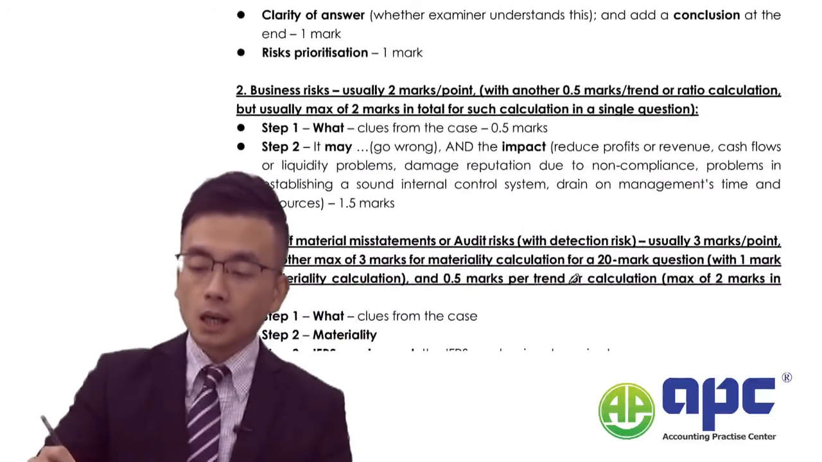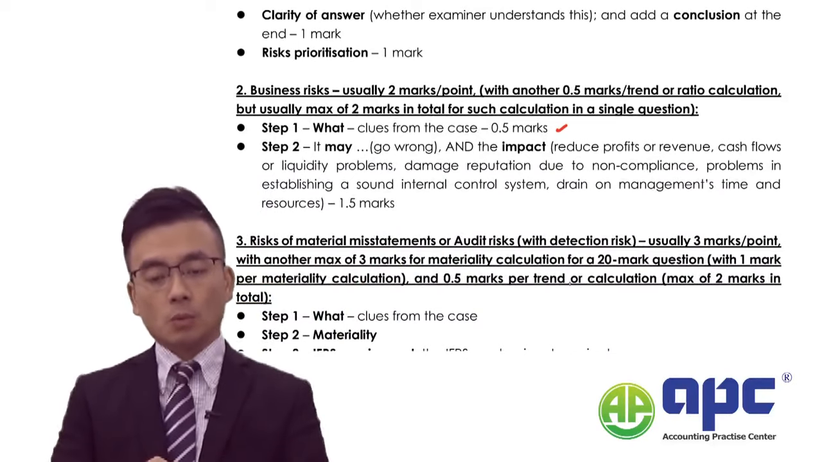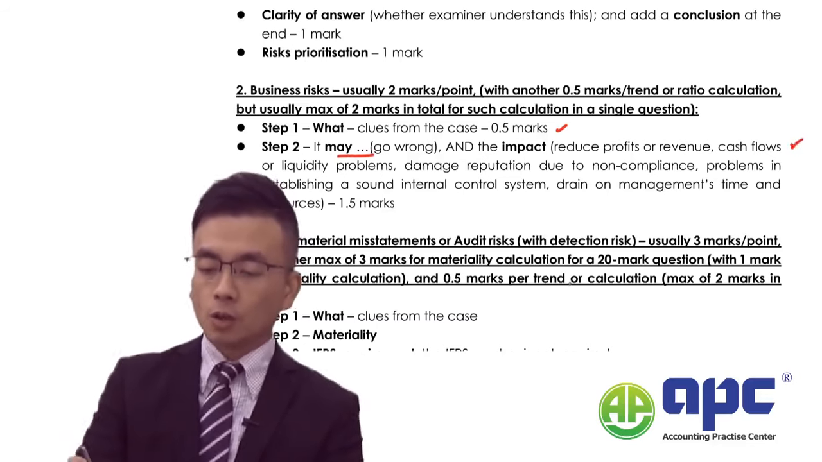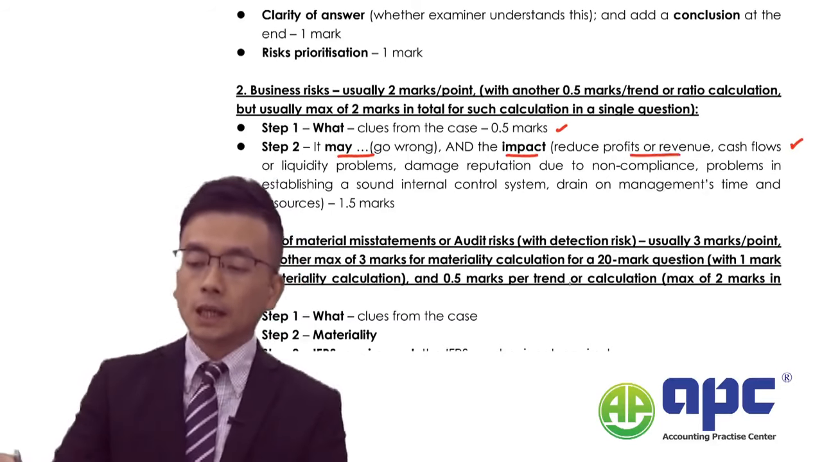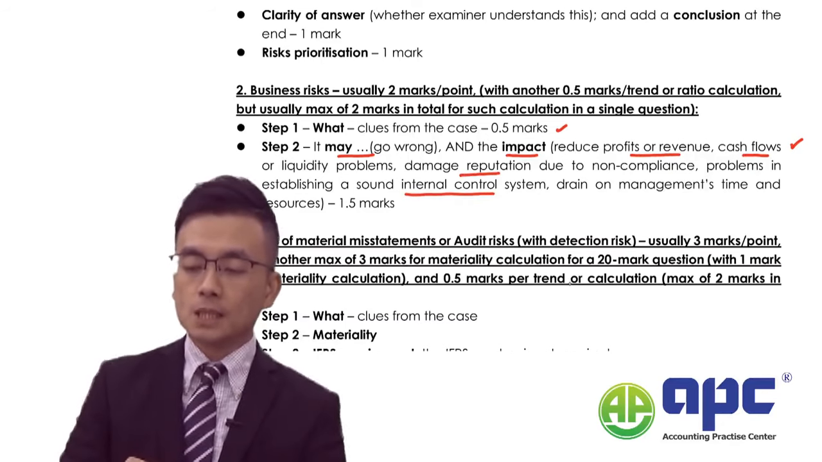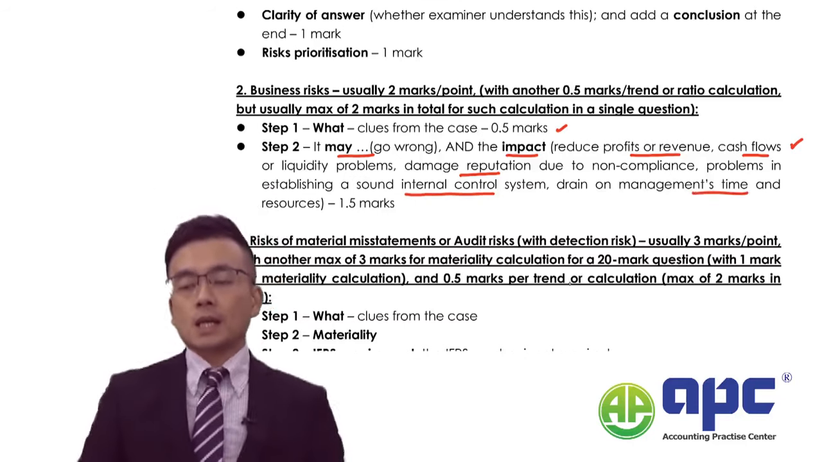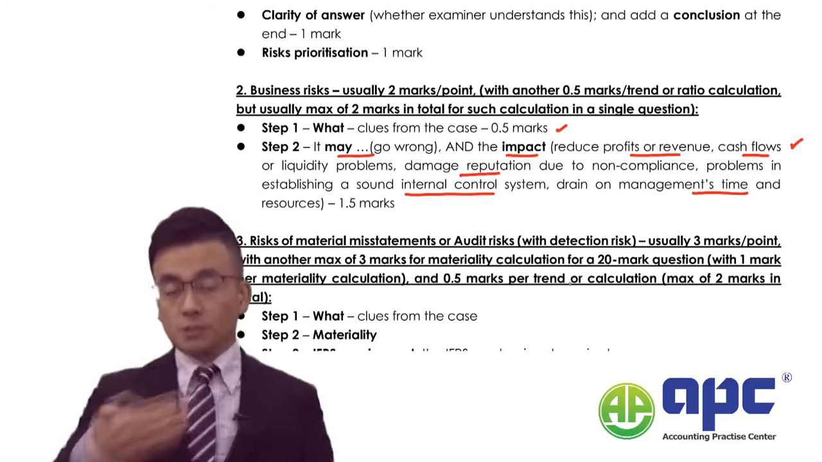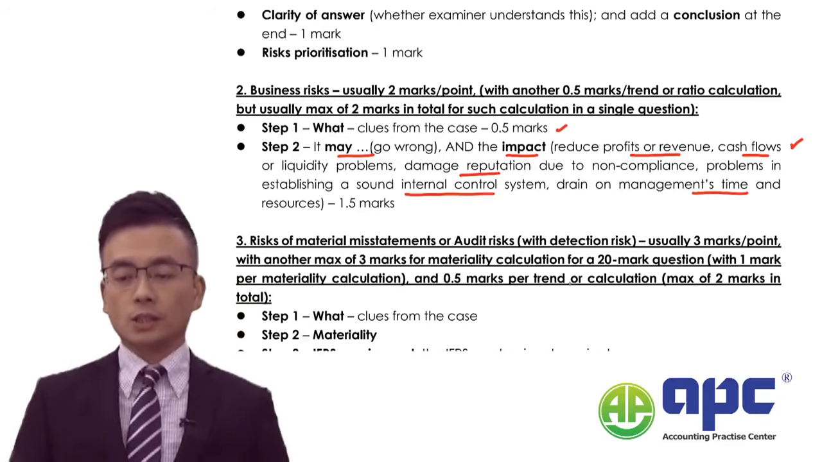First of all, I'll be taking the case information as step number one, and also as a subheading. And then as step number two, what may go wrong, stating the impact. For example, reduction in profit or revenue of the client's company, cash flow problems, damaged reputation, problems with a sound control system, and the drain of management time and resources. So in other words, management may be spending more time on those areas that they should have spent the same amount of time in other areas to earn profit, but not in this case.